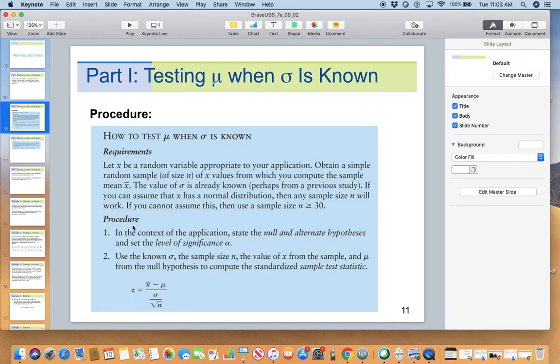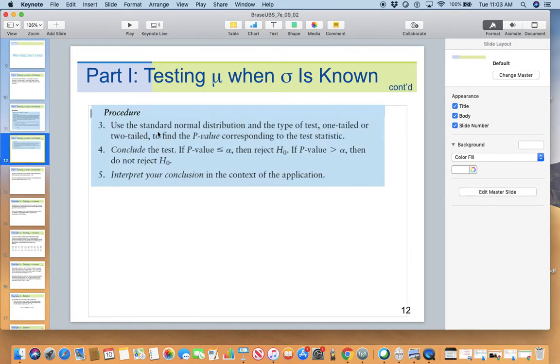Okay. In the procedure, in the context of application, state the null and alternate hypotheses and set the level of significance alpha. Use your known sigma and the sample size n, the value of x bar from the sample, and mu from the null hypothesis to compute the standardized sample test statistic. So Z equals x bar, the sample mean, minus mu, over sigma over square root n.